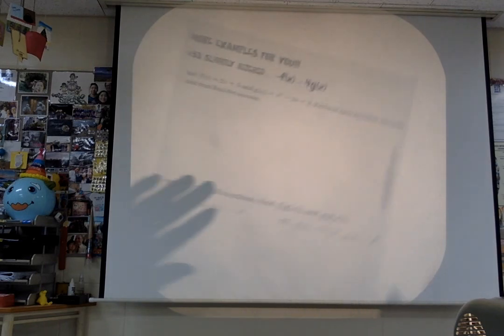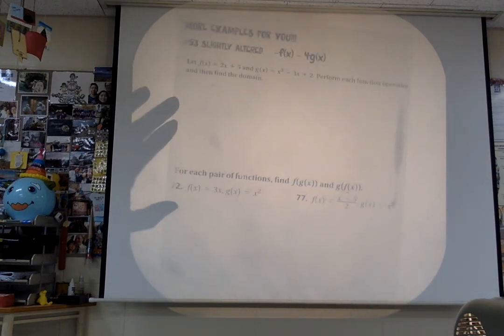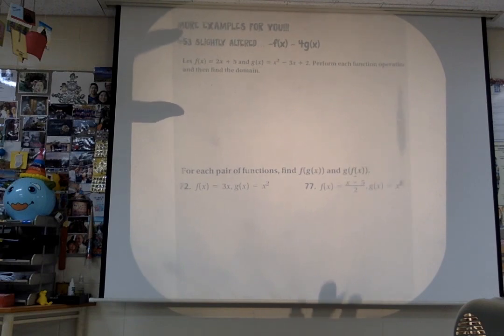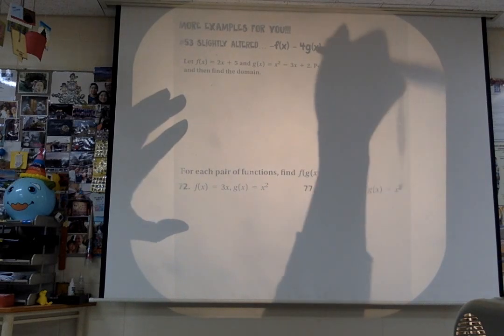So I want you guys to go to the next page of your notes. It looks like this. So I have more examples for you. I want to give you these more examples, and then you're going to try some on your own. This is number 53 from your textbook, slightly altered, though. I want to make it a little bit more interesting. So I have here negative f of x minus g of x, negative 4 g of x.